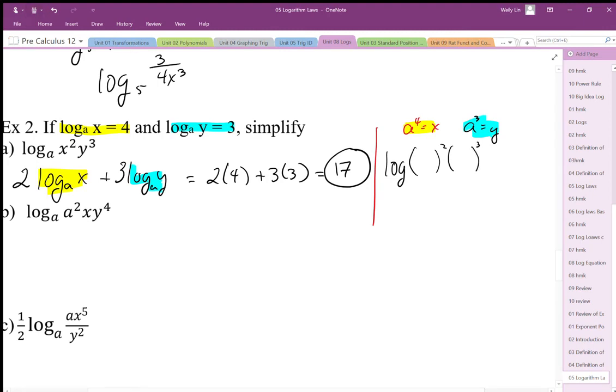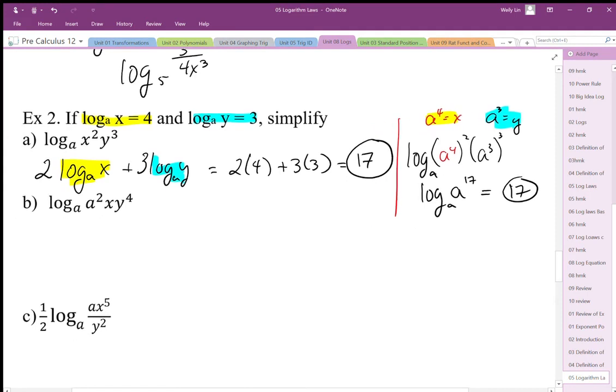And I'm going to replace the x with a to the power of 4, and the y with a cubed. So then this works out to be power 8, power 9, add them together, power 17. I'm going to use one of my identities and get that equal to 17. So we could do this as a log problem, or we could do it as an exponential problem. Either way you get the same answer. I'm going to do the rest of these as a log problem though.